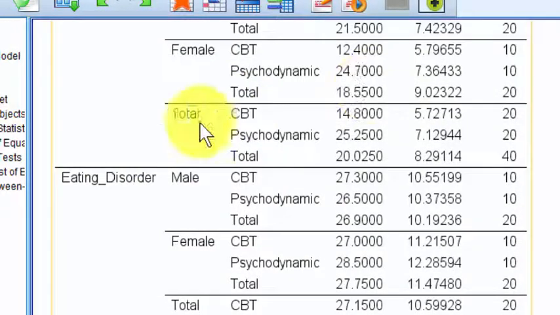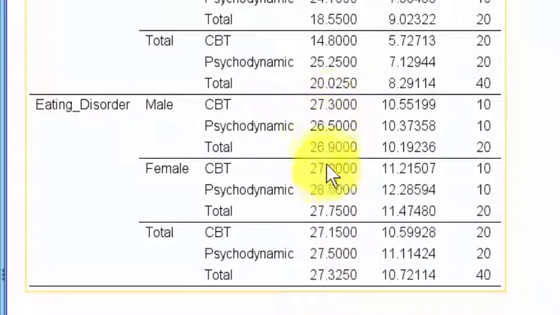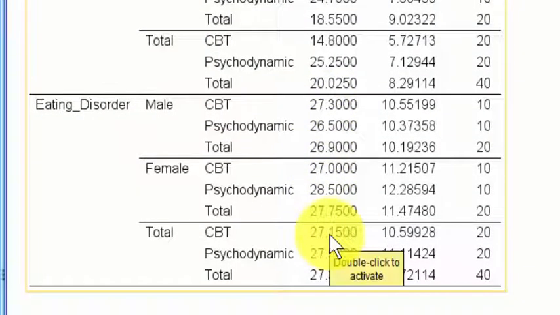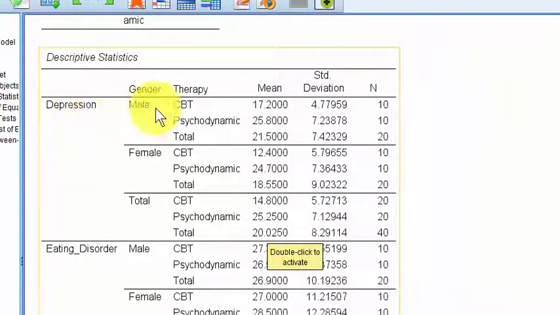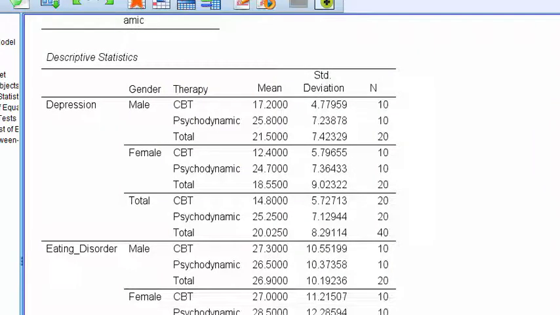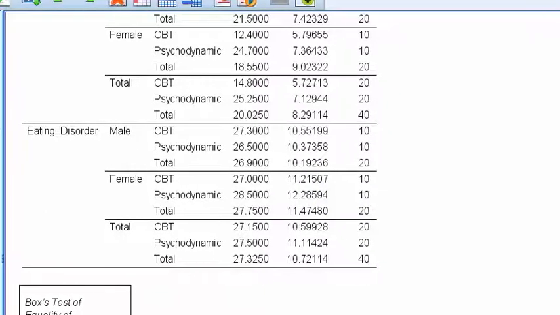Here's the second one, eating disorder. And these are all relatively the same. I'm not seeing a big difference here. So I'm predicting that there's going to be a significant difference in depression scores based on therapy and maybe gender, but let's let the software do the heavy lifting. Moving on, let me get this thing a little bit straightened out for you.